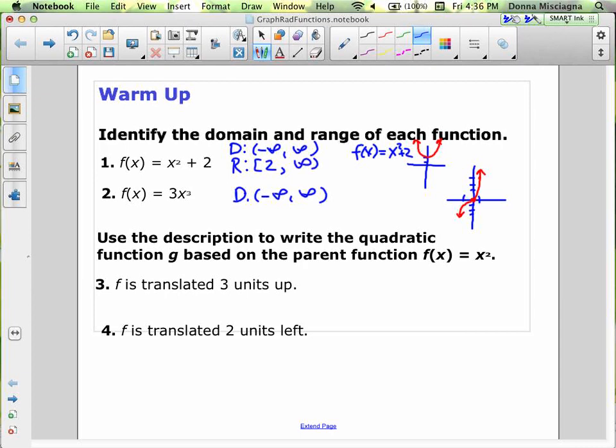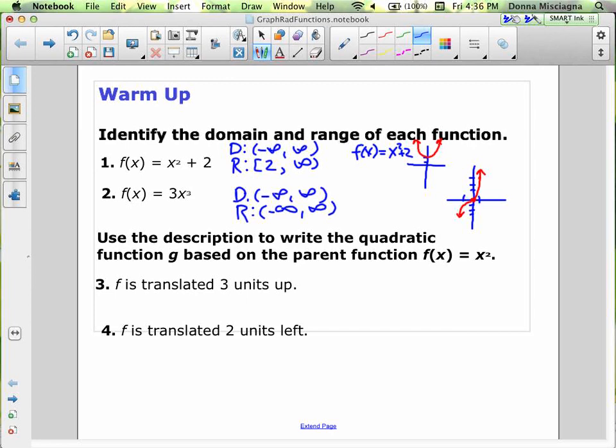But our odd degree polynomial functions, where the leading exponent is to the 3rd power or to the 5th power or to the 7th power, well, the ends go in opposite directions. So eventually every y value is going to be hit. So the range here is negative infinity to infinity, all real numbers.